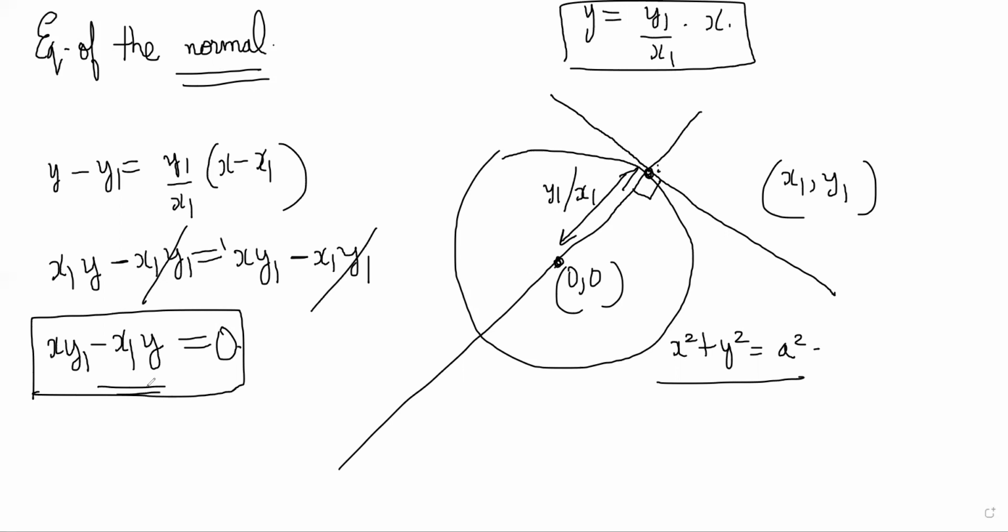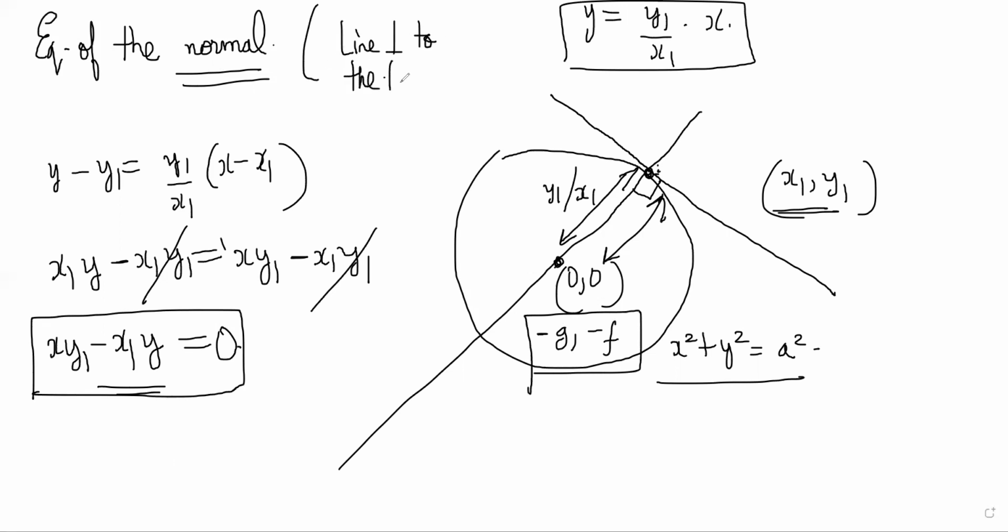In case the circle center is not at the origin, you will have to do a little more work, but it is still fairly straightforward. You just have to write that it passes through x1, y1 and has the slope we know, right? So the normal is a line perpendicular to the tangent. And if you know the tangent equation, you can always find the normal equation. It's not a big deal.